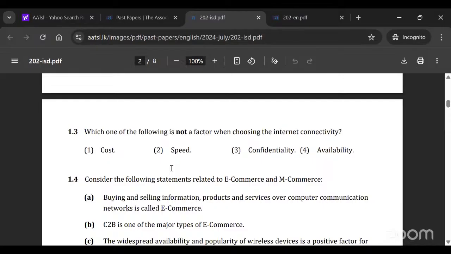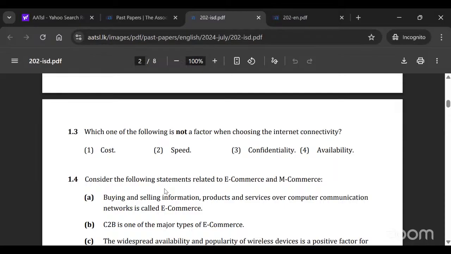Which one of the following is not a factor when choosing the internet connection? When we are choosing an internet connection, we have to think more. Cost, definitely we have to think about the cost, right? Cost is a very important factor. What is the sum we have to pay at the end of the month? That is the cost.